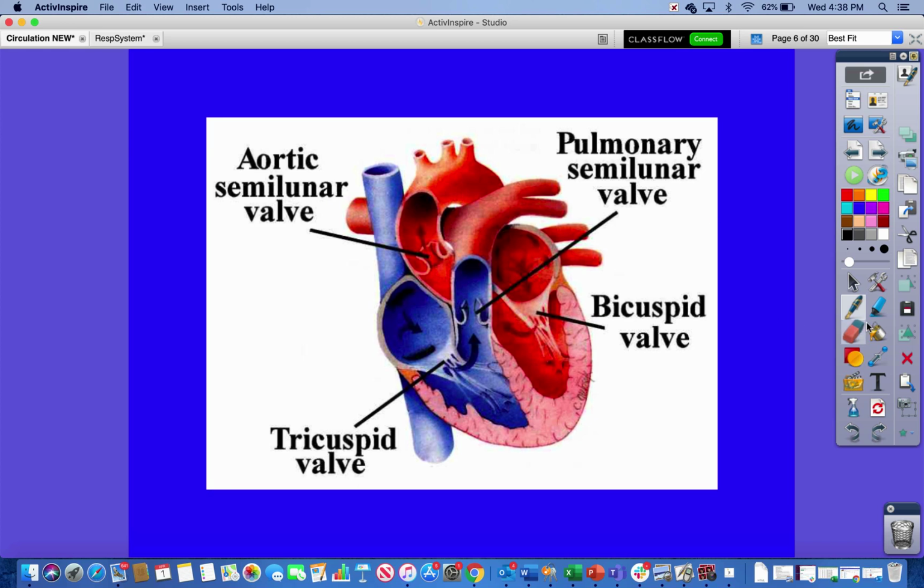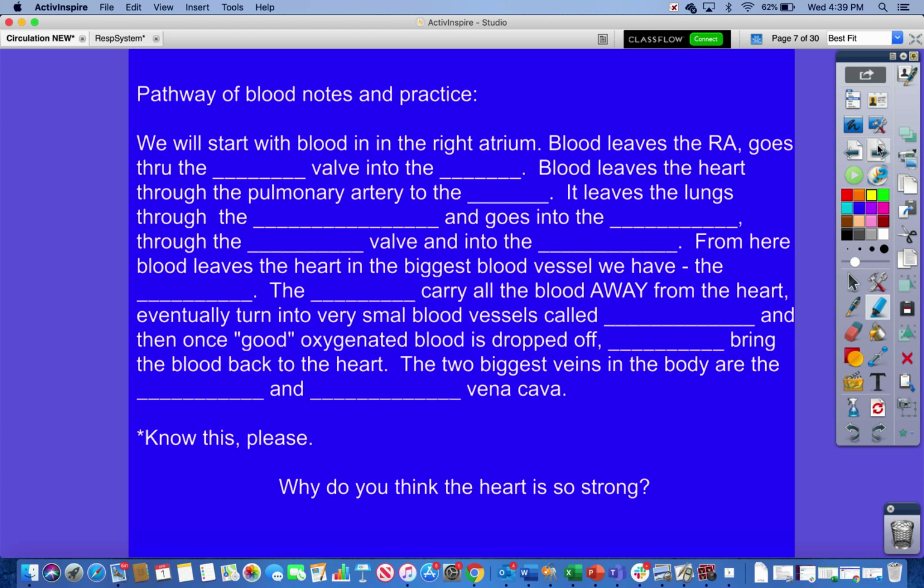So here we can see good pictures of our valves. We can see here that we've got the tricuspid valve and we've got the bicuspid valve. And we can see right in here, not real great, but there's a big septum that keeps those two sides of the heart separate.